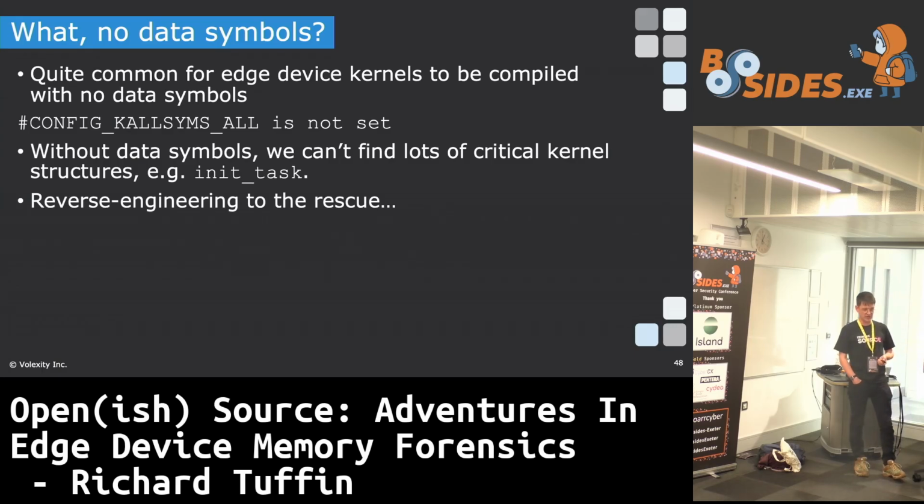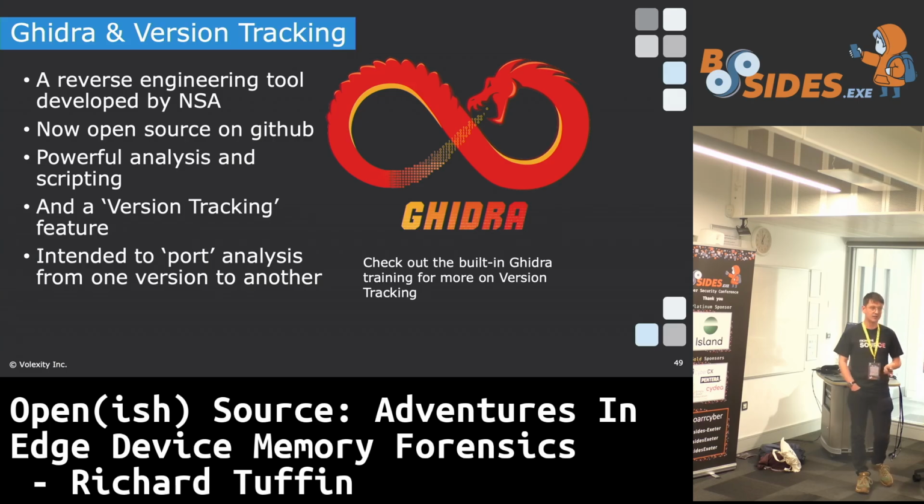So I promised in my abstract that we'd do some reverse engineering. So let's do some reverse engineering. Who here's played with Ghidra? Some of you, cool. It's an open source reverse engineering tool developed by the NSA, on GitHub, with lots of powerful stuff. We're just going to talk about version tracking.